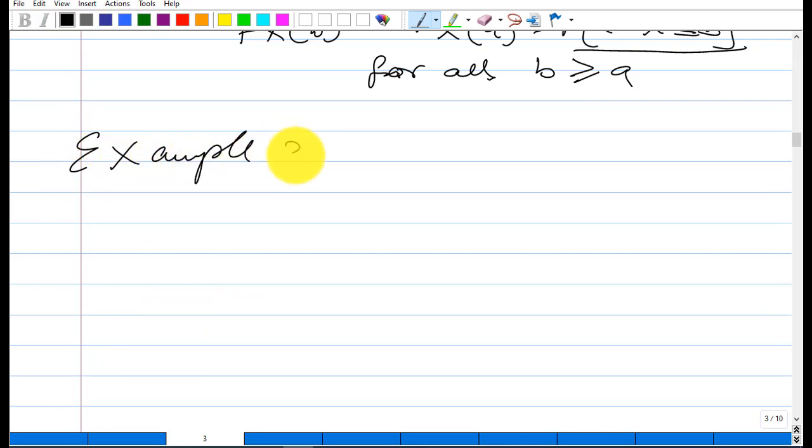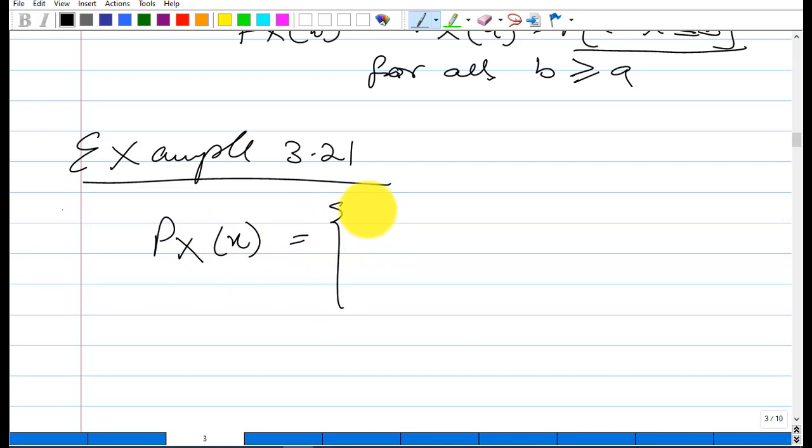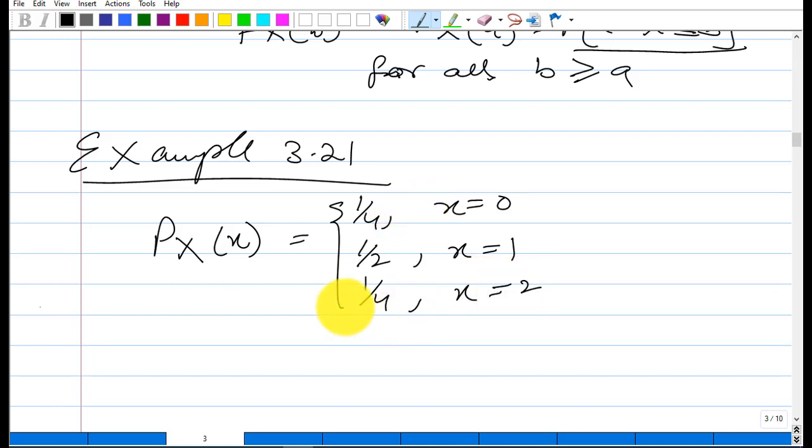It's example 3.21. It says that in some previous examples we have found out the PMF of X is equal to 1 by 4 for x equal to 0, 1 by 2 for x equal to 1, 1 by 4 for x equal to 2, and 0 otherwise.